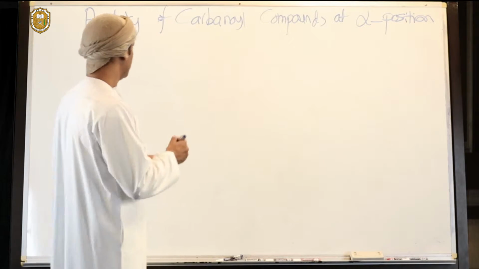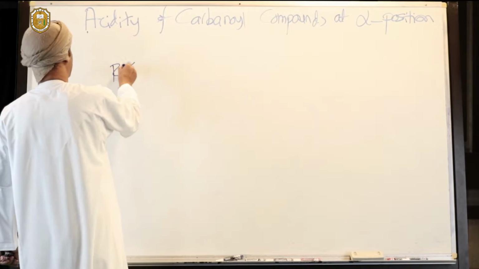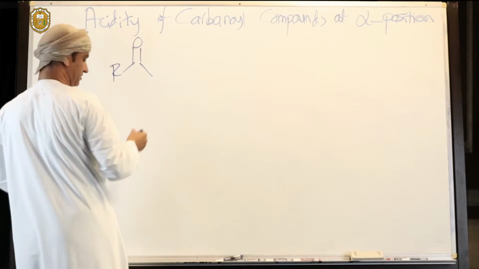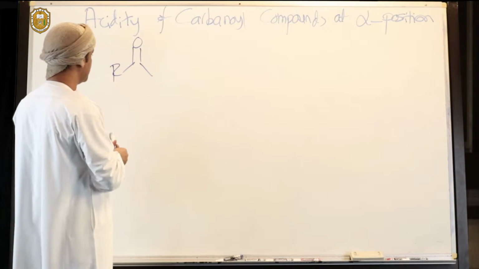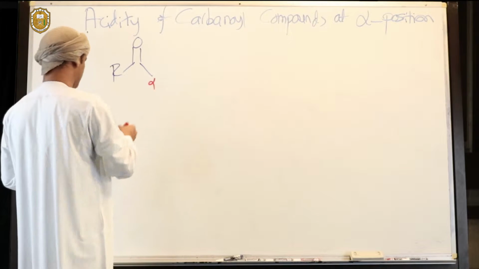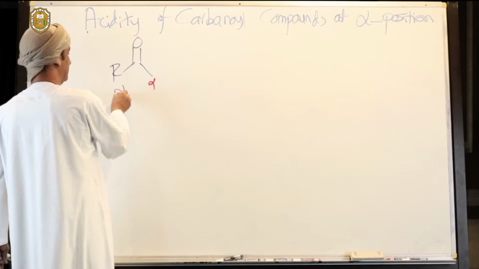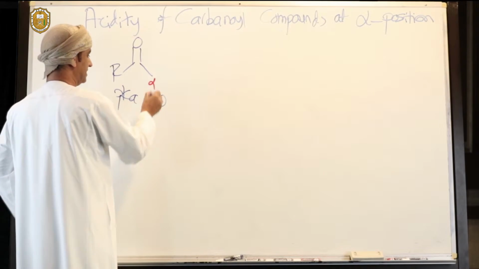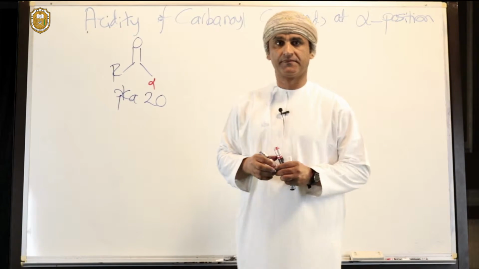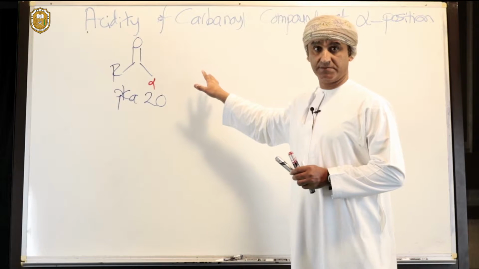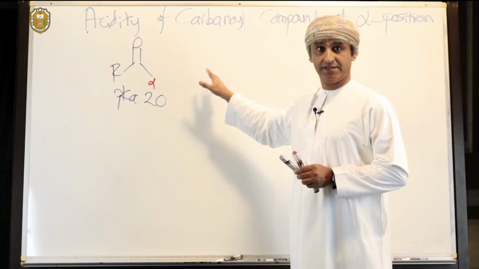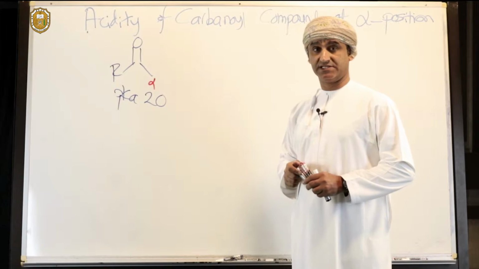So let's draw the structure of ketones in general. Something like that, ketones with an alpha hydrogen. The acidity of this alpha hydrogen, or alpha position, is 20. So pKa here is 20. You can draw the conjugate base, the alpha carbanion. You can stabilize it by resonance as well.